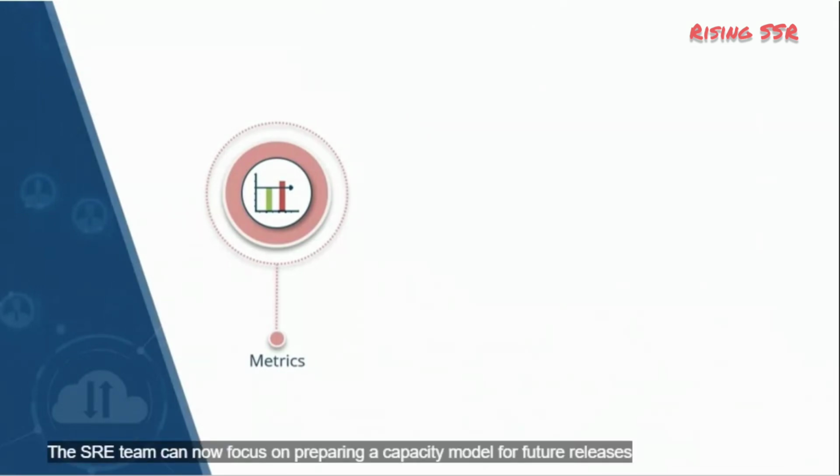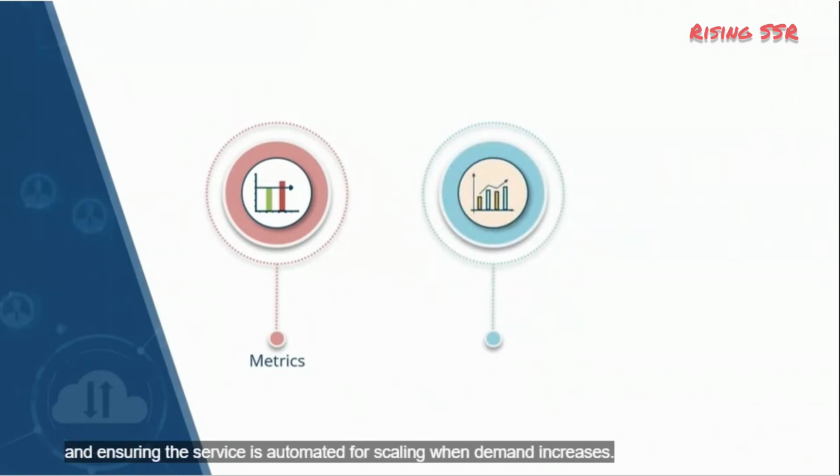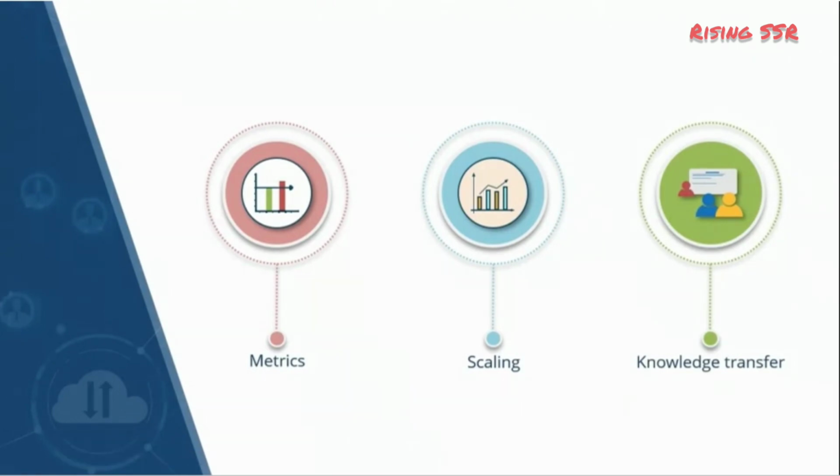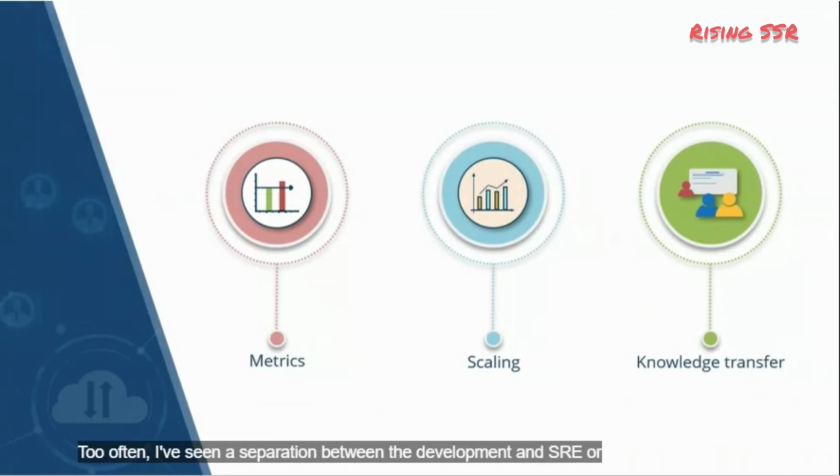The SRE team can now focus on preparing a capacity model for future releases and ensuring the service is automated for scaling when demand increases. The SRE team are into operations mode at this point and should transfer operational knowledge of the service in production to the development team. Too often I've seen a separation between the development and SRE or operations team, where the development team doesn't know the realities of how the service is behaving in production. It's imperative that the development team has this operations context, so this knowledge transfer is important.